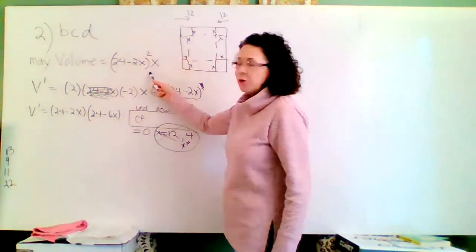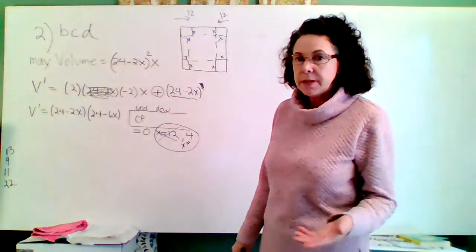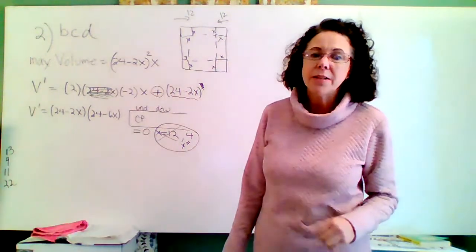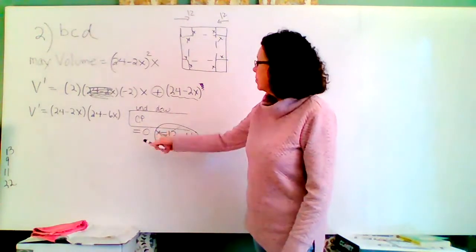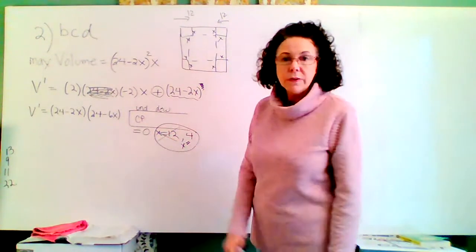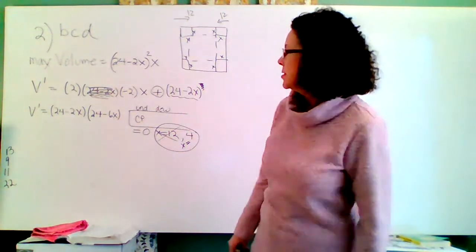Again, it is cubic. There has to be like a max and a min. We know what the min is, right? So we know that this has to be the max. I don't even need to do a first derivative chart. You can if you want, going from 0 to 4 and then 4 to 12, and you'll find it's a maximum, but it's got to be because I know the minimum is 0.